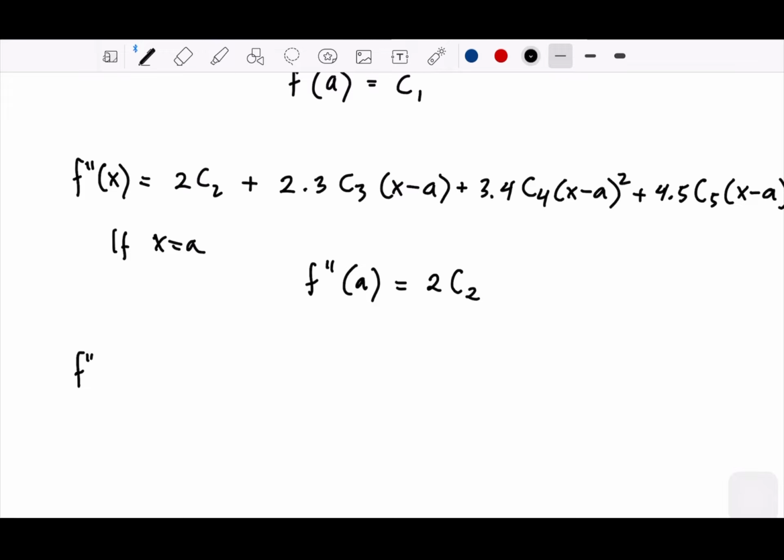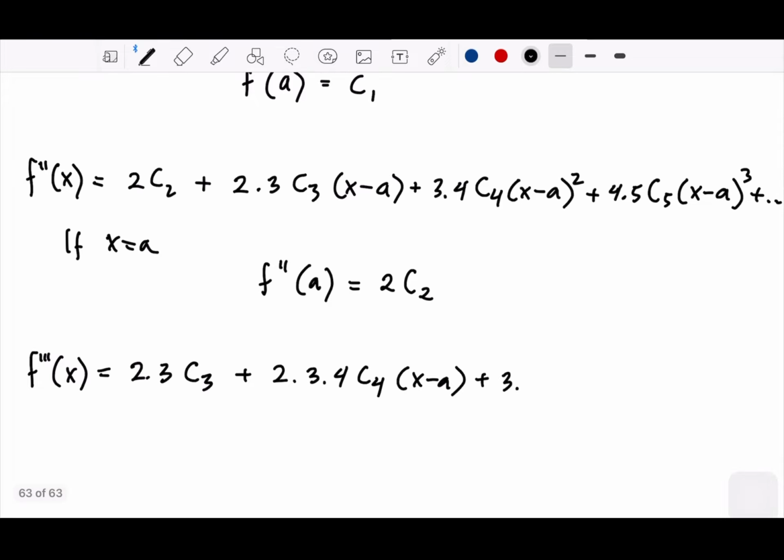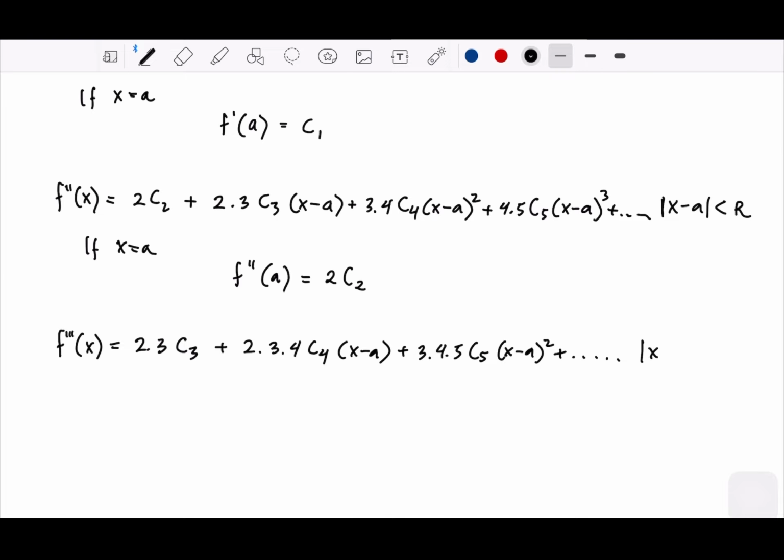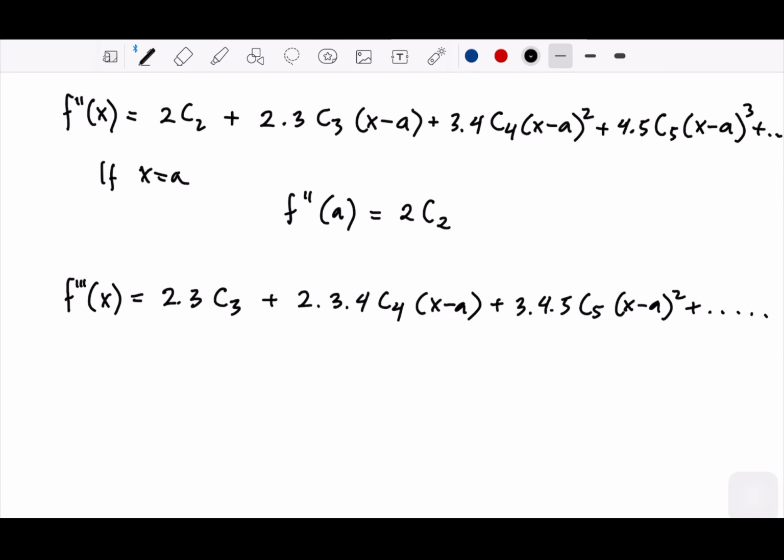Okay, let's try the third derivative. Now this becomes 2 multiplied by 3 multiplied by 4, C4, x minus a, plus 3 multiplied by 4 multiplied by 5, C5, and so on, still the same ratio or radius. And also if we let x equal a, the third derivative at a becomes 2 multiplied by 3, C3.